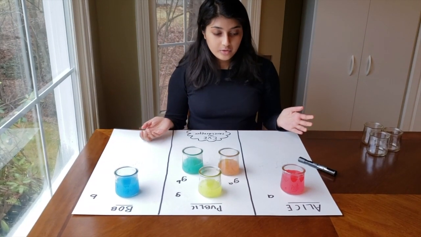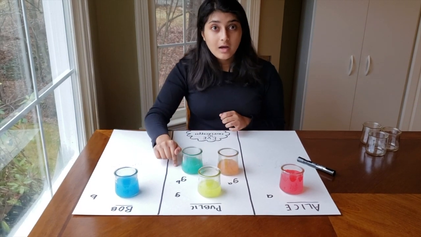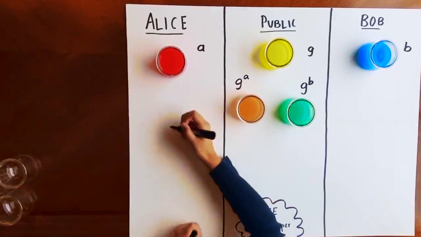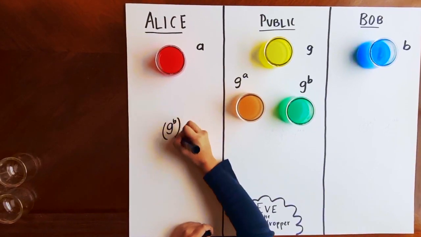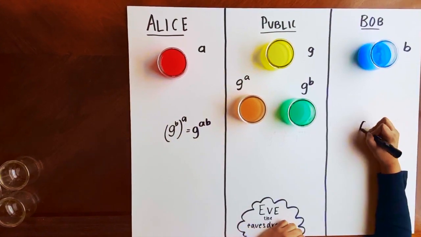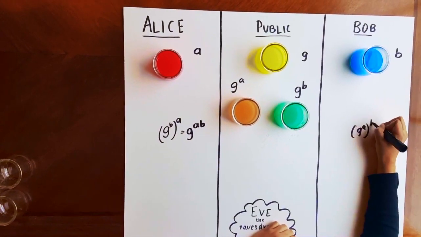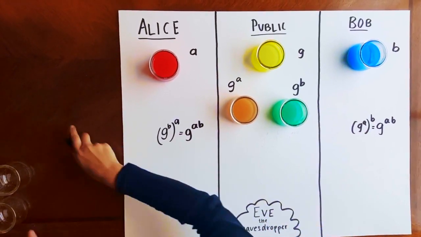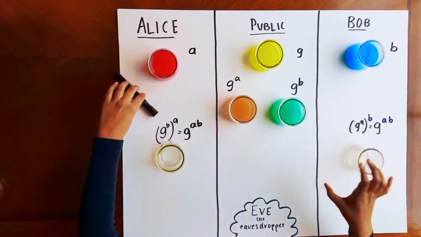The final step in the protocol is for Alice to take Bob's exponential and raise it to her private key. Bob does the same. When Alice does this, she gets G to the B raised to the power of A, which is the same as G to the A times B. When Bob does this, he gets G to the A raised to the power of B, which is the same thing as G to the A times B.